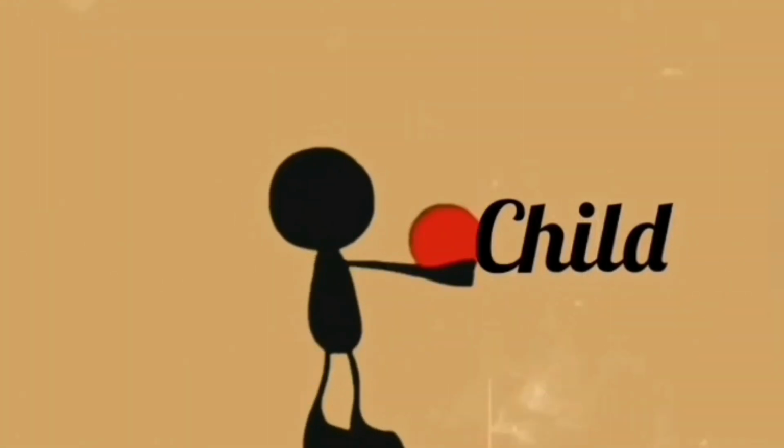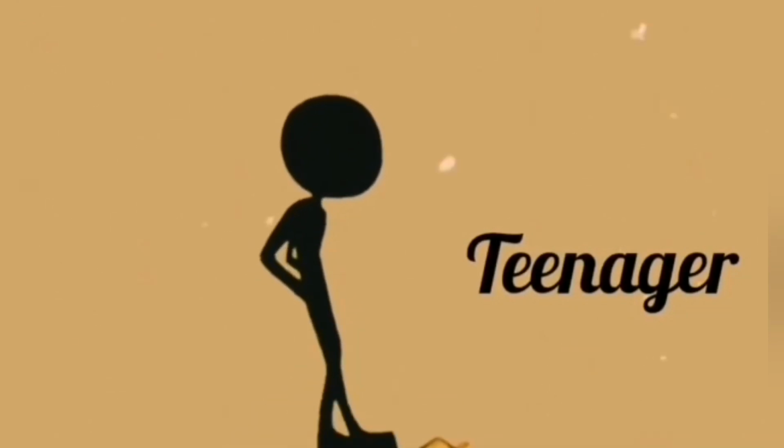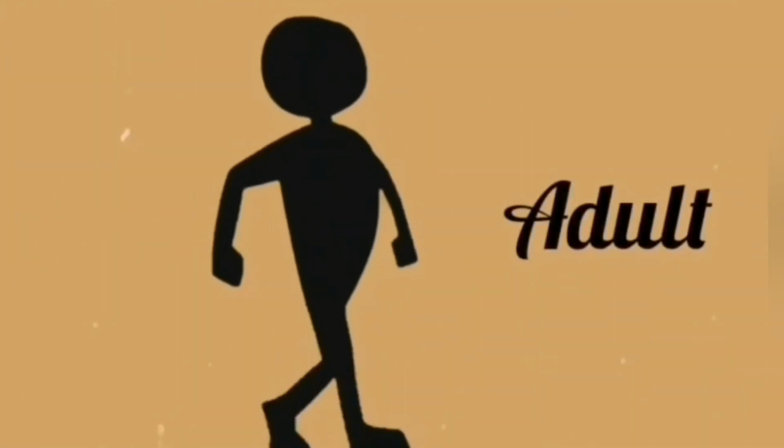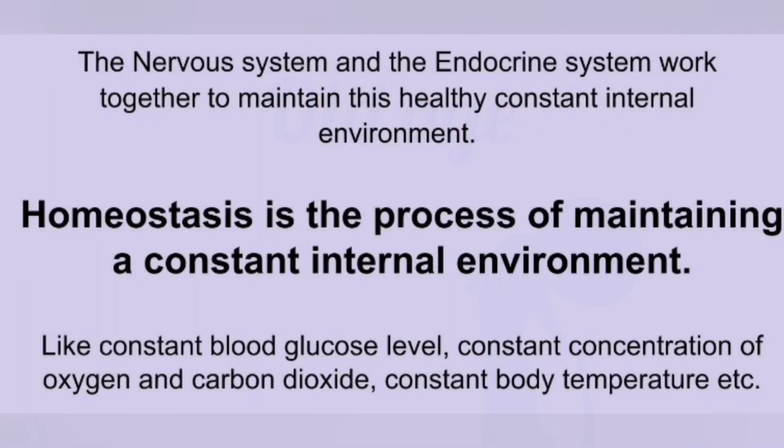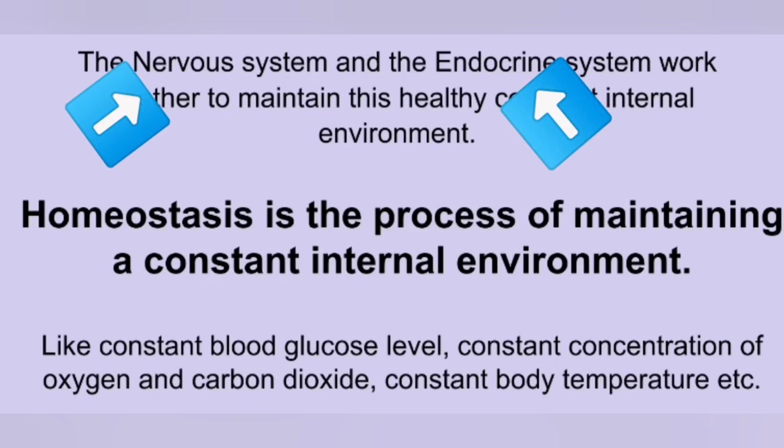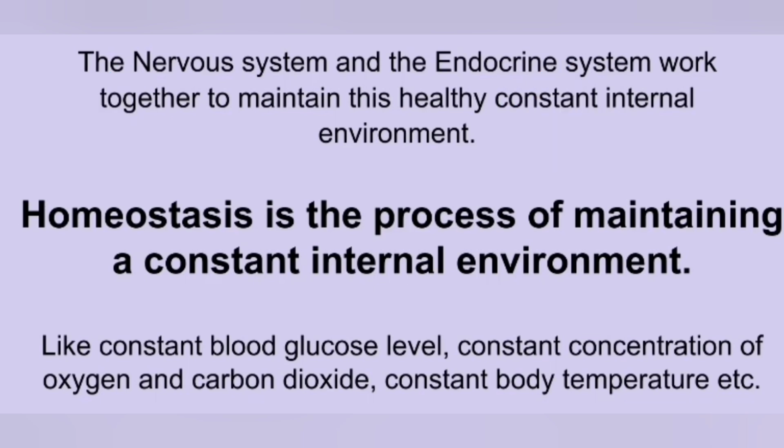Despite the changes that occur in our bodies throughout our lives as we grow, a healthy, constant internal environment needs to be maintained in the body at all times. Now, we've already studied the nervous system in a previous chapter, and now we're starting with the endocrine system. But what's important is that the nervous system and the endocrine system work together to maintain this healthy, constant internal environment. And this is where the definition for homeostasis comes in. The word homeostasis is the term that we use to describe this process of maintaining a constant internal environment.